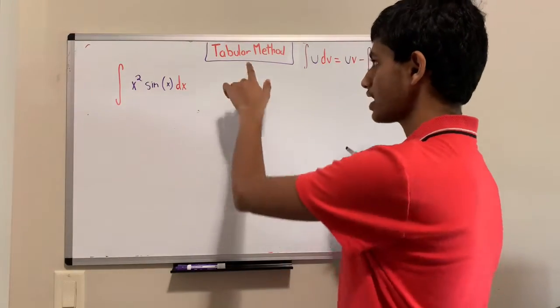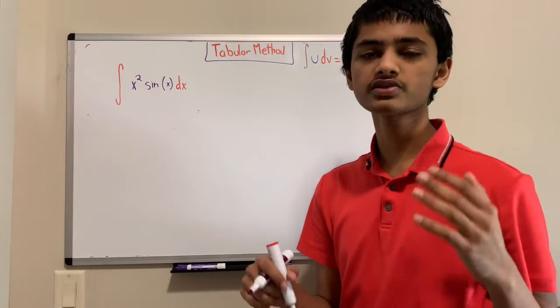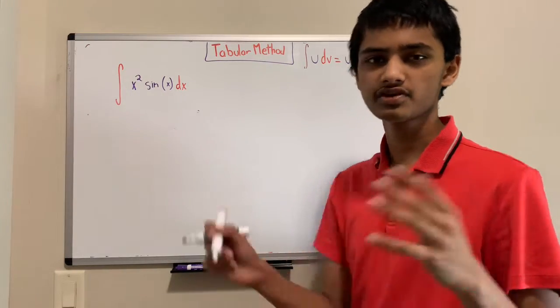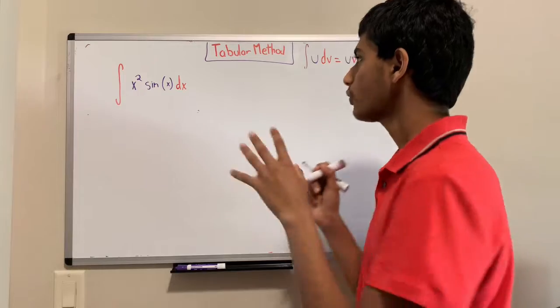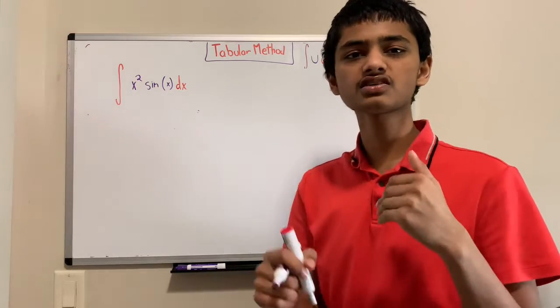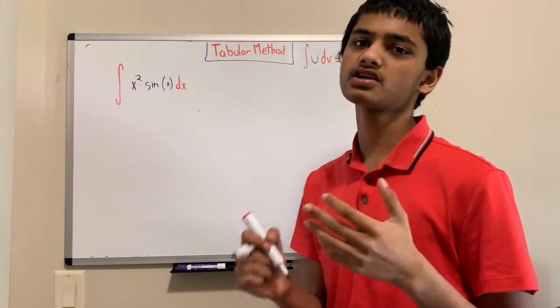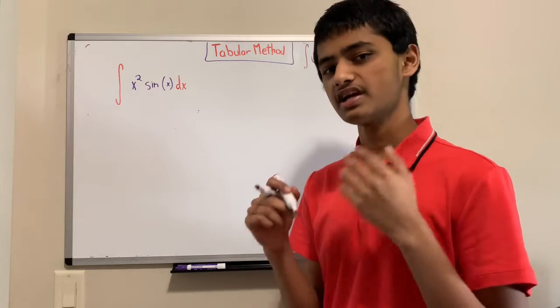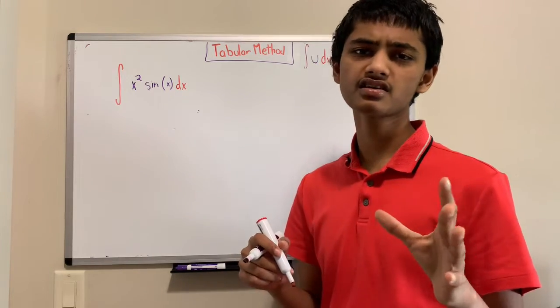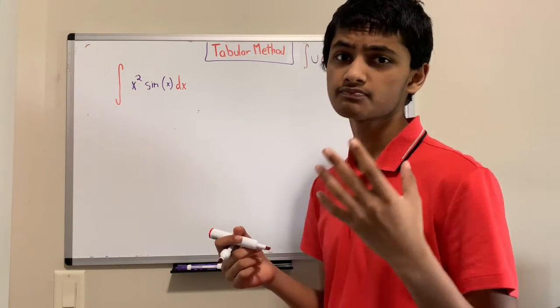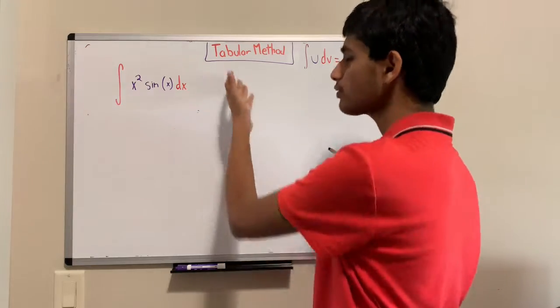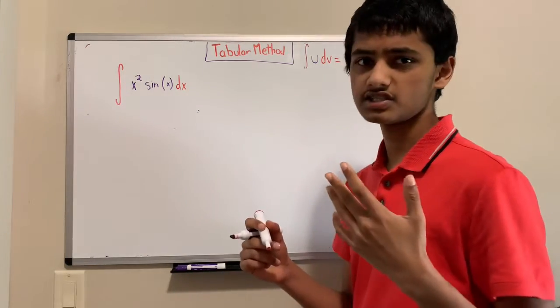And in this video, we're going to tackle the tabular method, which also has other names such as the DI method or the Tensland method. Basically, this method is just a faster and easier way of performing integration by parts. Because as you may know, integration by parts is a really lengthy and tedious process sometimes. So the DI method or the tabular method helps make that much easier.